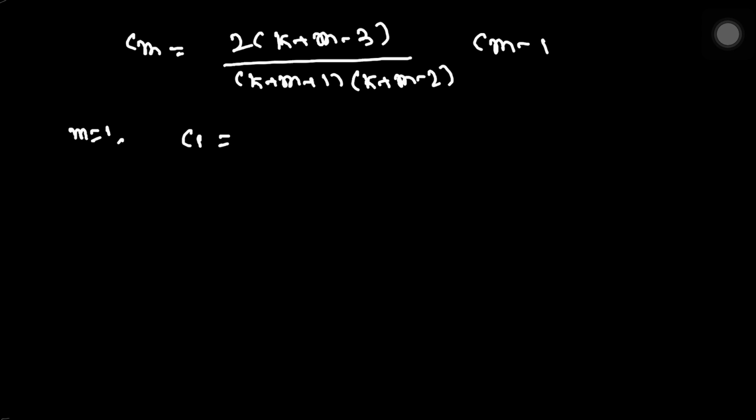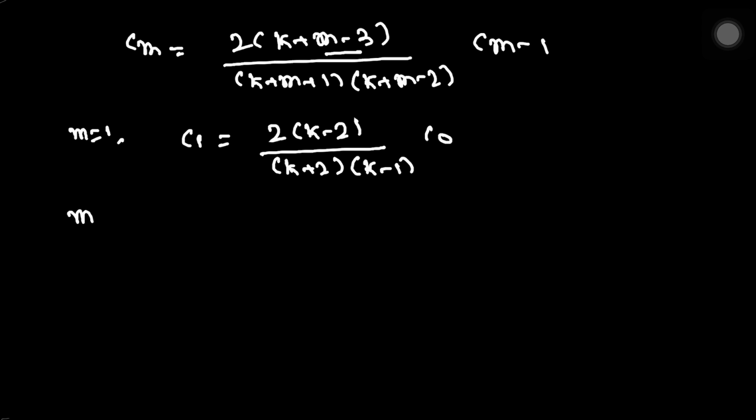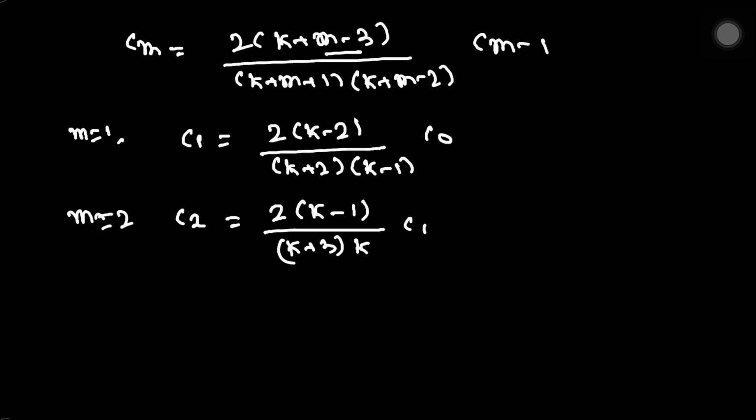C1 equal to 2 into k minus 2 by k plus 2 into k minus 1 into c0. If I put m equal to 2, we will get c2 equal to 2 k minus 1 by k plus 3 into k into c1. Okay, now see, value of c1 is what?